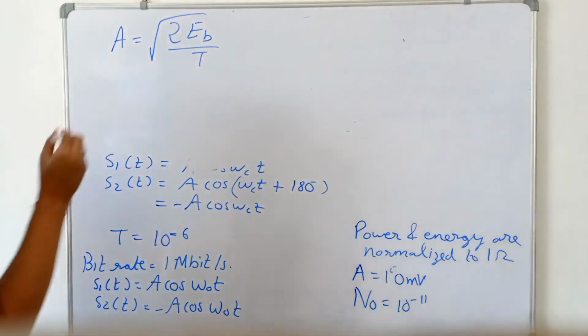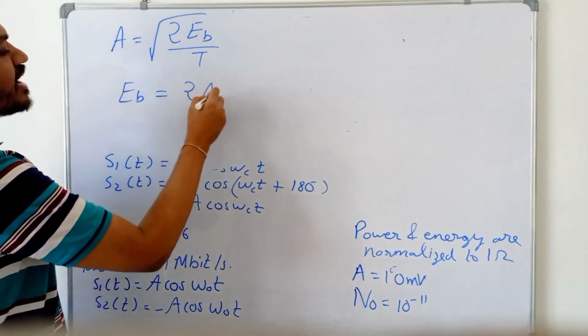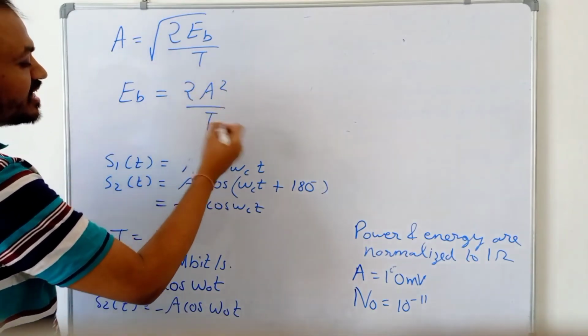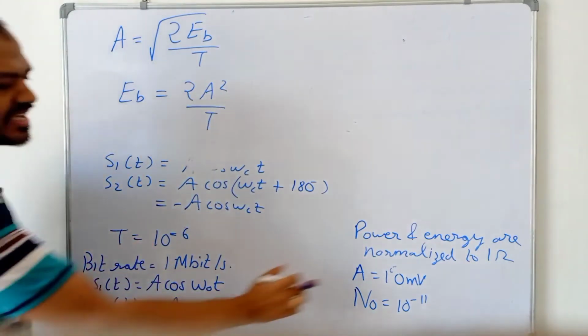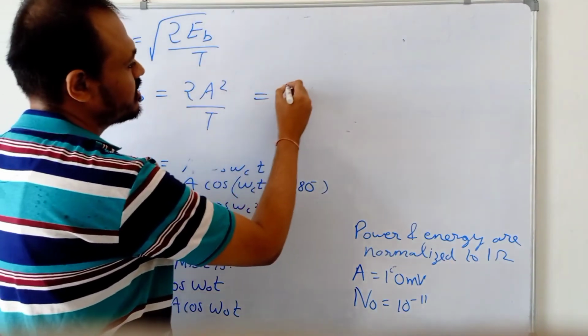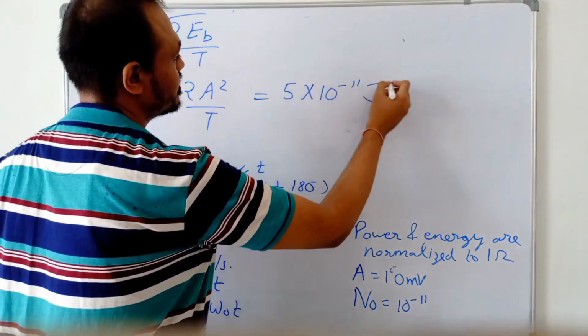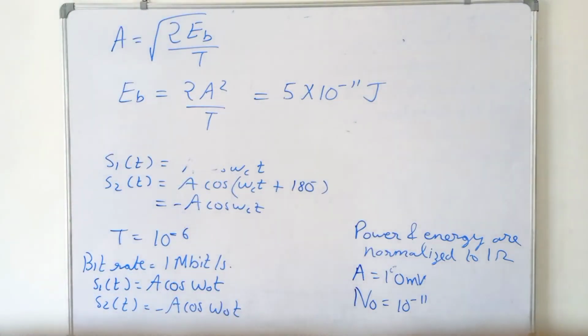So EB will be equal to A square T upon 2. T is given as 10 to power minus 6, A is equal to 10 to power minus 2. So this will be equal to 5 into 10 to power minus 11 joule. The bit energy is equal to 5 into 10 to power minus 11 joule.